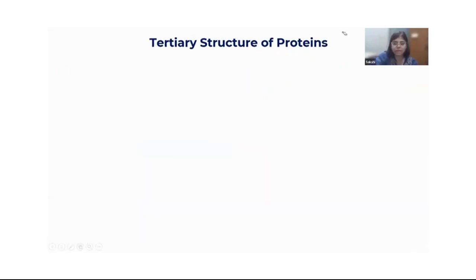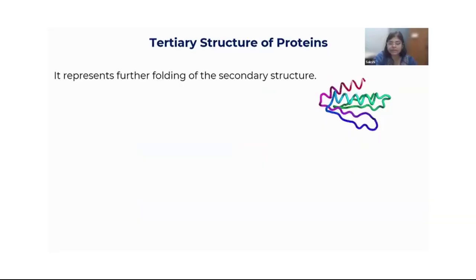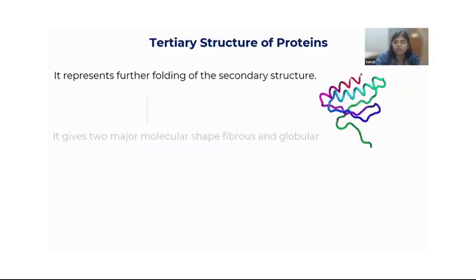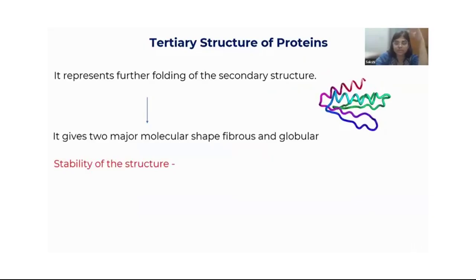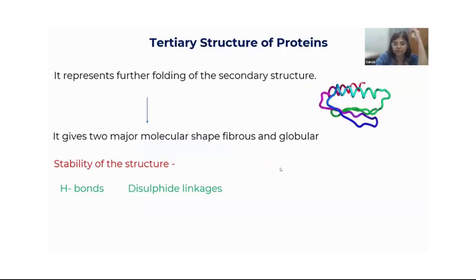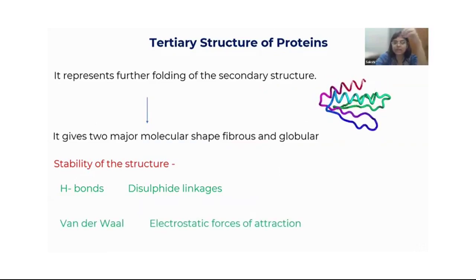So let us move forward. Now tertiary structure. Now basically primary, if it is folded further, becomes secondary. If I fold the secondary structure again, I get a tertiary structure, right? So now this is giving two major shapes, fibrous and globular. Sometimes in exams they ask us what is the difference between fibrous and globular. Let us see. Now how does this structure become stable? Because of the hydrogen bonds, disulfide linkages, van der Waals forces, and electrostatic forces of attraction. Now globular means it is circular in structure. Fibrous means it is just like fibers, like strands of hair, how hair is fibrous, right?